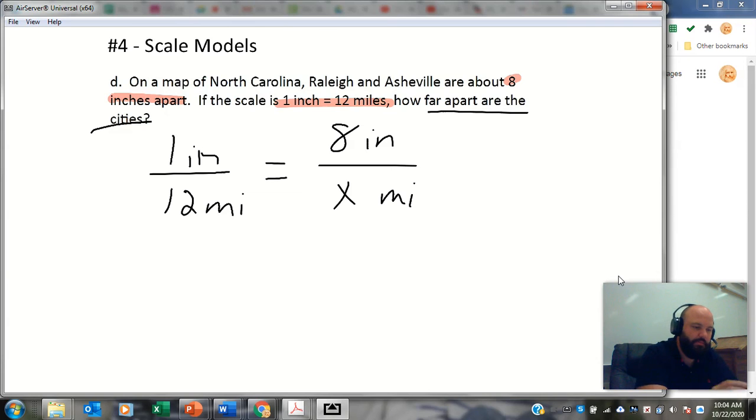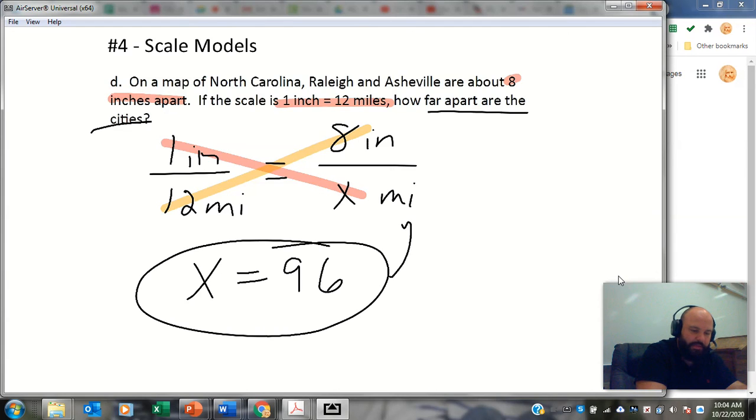And cross multiply, right? So 1 times x, and then we're going to do 12 times 8. When we do 1 times x, we just end up with x, and 12 times 8 ends up being 96. And so what that means is this x represents miles. So what you can see is these two cities are 96 miles apart.